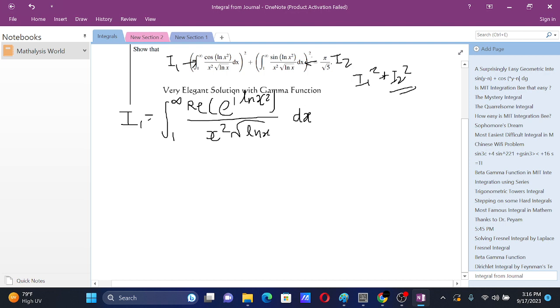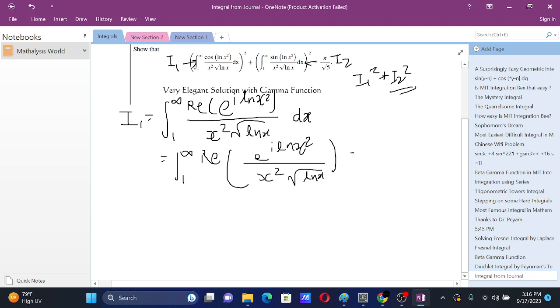If we solve this one, the other will be similar. It's just that it's a real part of e to the power i ln x square, and sine is just the imaginary part of e to the power i ln x square, and the process will be similar. And now we can bring real part to cover the denominator as well: e to the power i ln x square by x square root ln x dx. Now since an integral is actually a sum, we can also bring it here, as we earlier saw that real part is linear, so we are using the linearity of real part to bring it out of the integral.